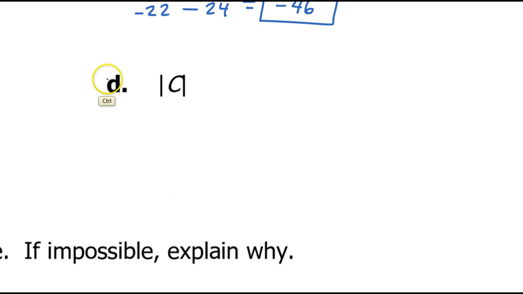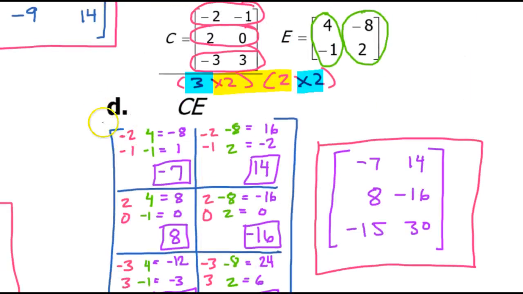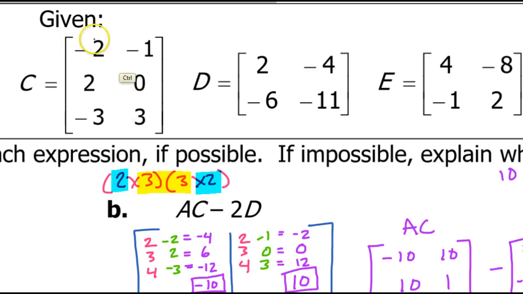All right, finally for part D, we're supposed to do the determinant of matrix C. But this is going to be not possible because you can only take the determinant of a square matrix, like a 2 by 2 or a 3 by 3 or a 4 by 4. So the determinant of matrix C is not possible because matrix C is not a square matrix.